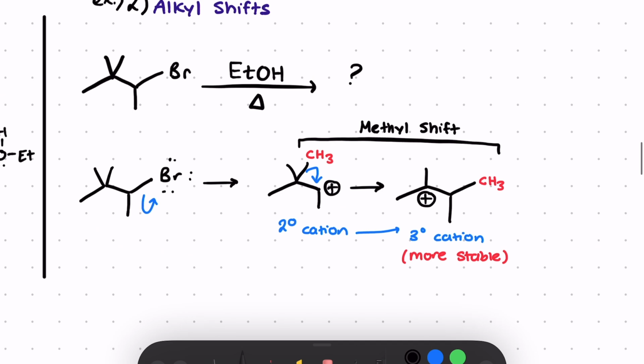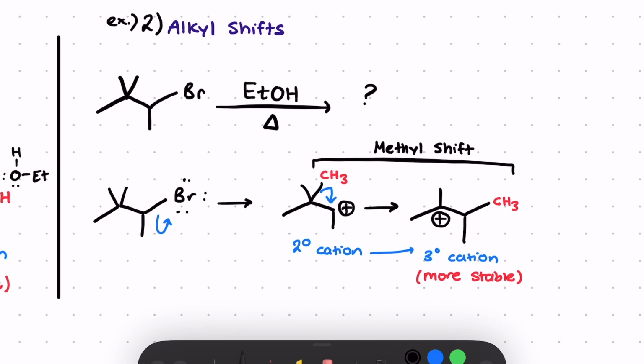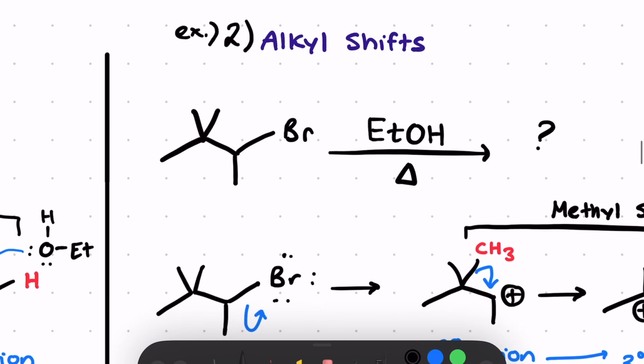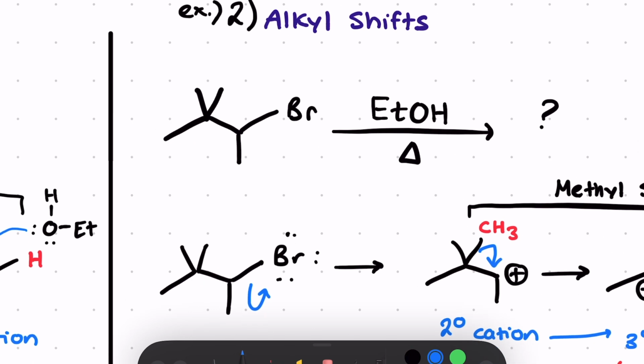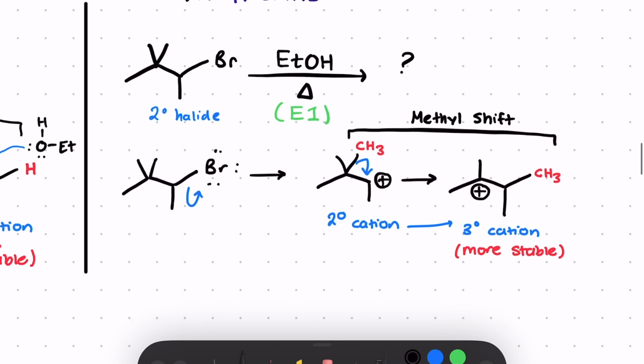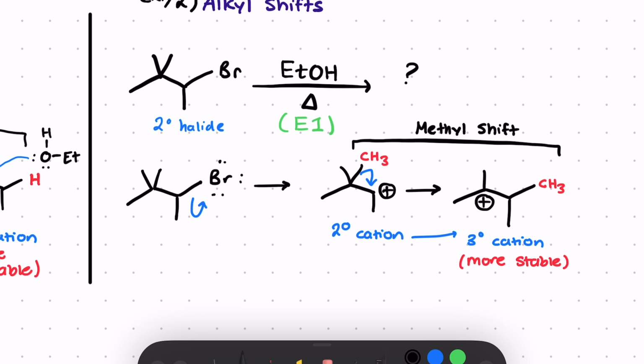Now we can expect something similar with an alkyl shift. So I'm going to take a similar alkyl halide. This is again a secondary halide. I'm also reacting it with ethanol, and this time I'm reacting it with heat. So ethanol with heat, secondary alkyl halide, this is an E1 reaction. These are classic conditions for an E1 reaction. Ethanol is a weak base, so E1.